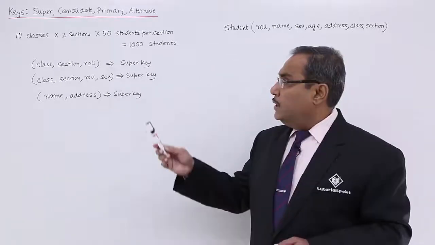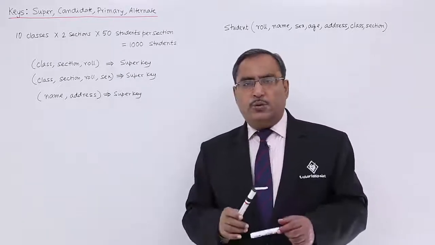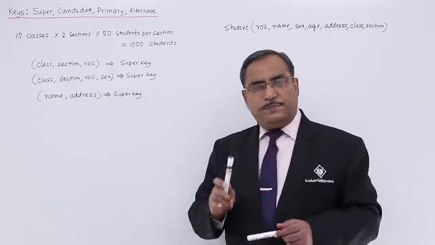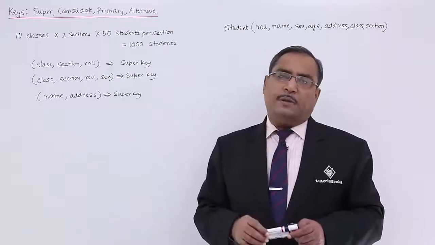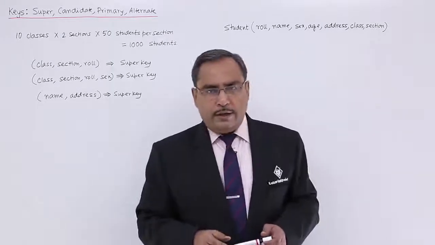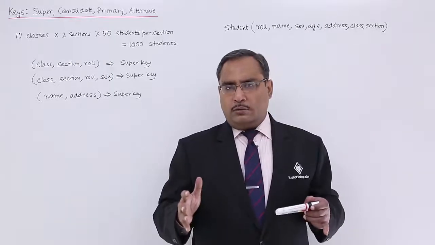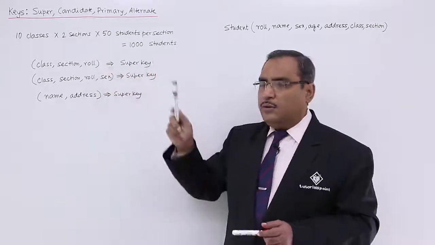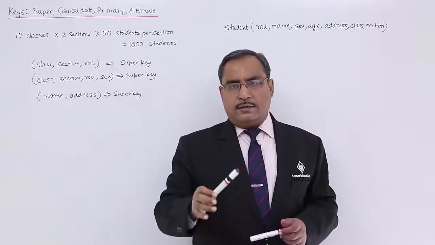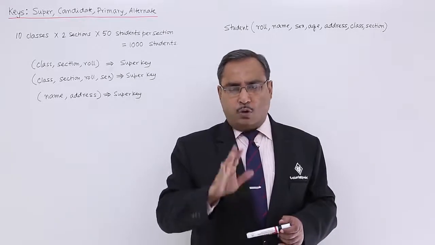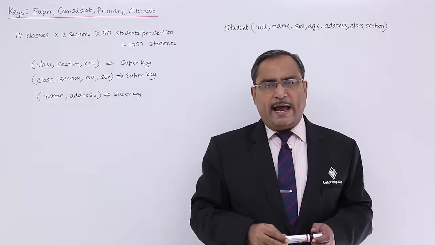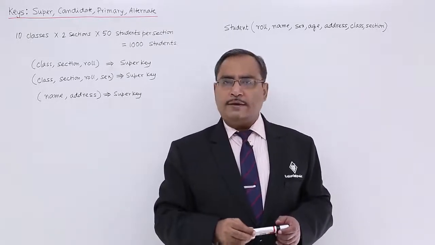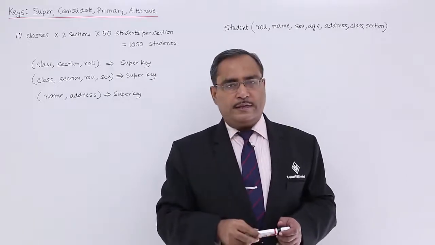Now let us suppose there is a particular school. The school has 10 classes, say class 1 to class 10, with 2 sections per class and 50 students per section. In the morning, in the prayer assembly hall, how many students will gather? If you multiply, 1000 students will gather for the prayer. Now if the principal announces roll number 5, how many students will raise their hand? 20 students will raise their hands.